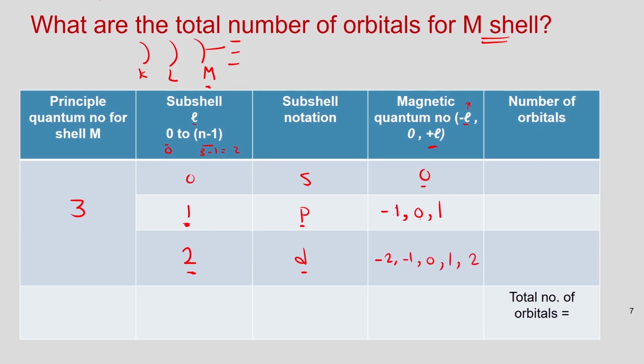Now if I look at the number of orbitals, for S I have 1 orbital, for P it is divided into 3 orbitals, and for D it is divided into 1, 2, 3, 4, 5 orbitals. The sum of 1 plus 3 plus 5 is equal to 9. So M shell contains a total number of orbitals equal to 9.